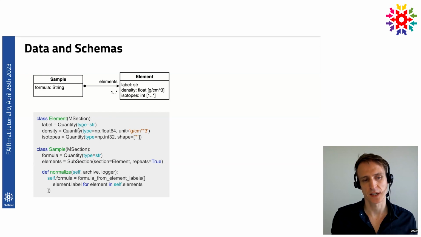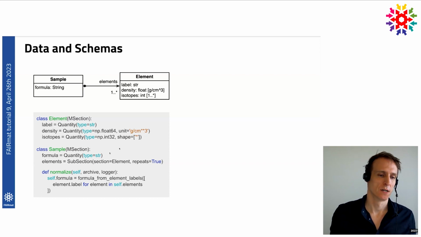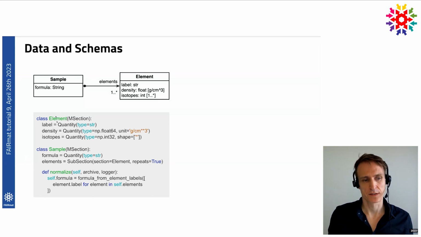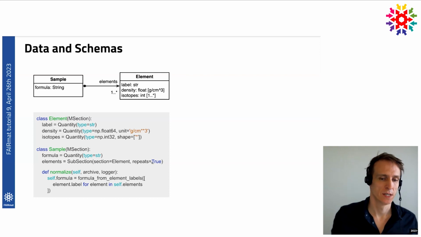I say label is a quantity of type string, density is a quantity of type float, and it has a unit attached to it, and so on and so forth. And for sample, it's the same thing. We say, okay, sample is also a class or a section, as we say in normal jargon, and then it has properties like the formula of type string, and then the elements, which is a subsection where we basically say the sample consists of certain elements. And then we reference this other class here and say, okay, one sample can contain multiple elements.